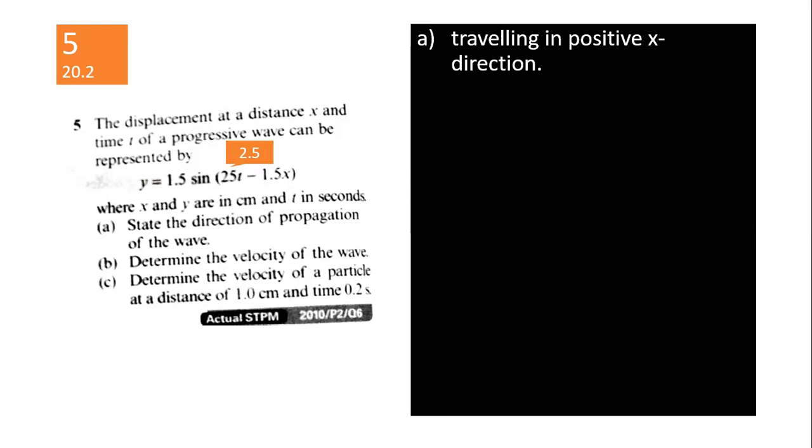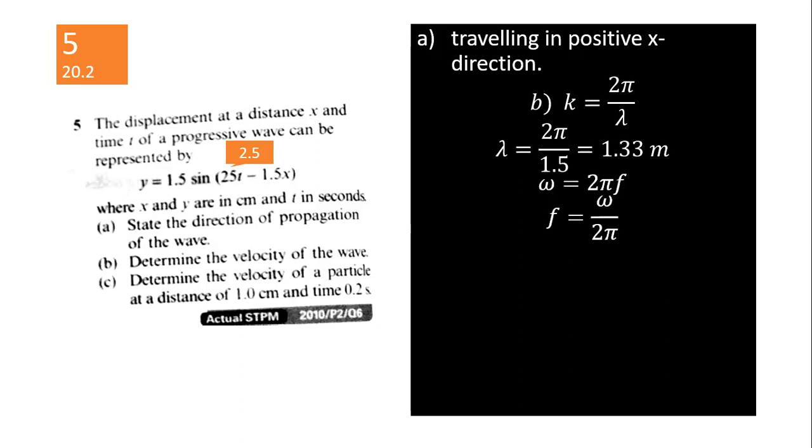Determine the velocity of the wave. How to determine? What should I do first? 2 pi f equals to 2.5. Good. Calculate your wavelength and calculate your frequency, and f times lambda. I want to take the f down. Take the 2 pi down to get your f.